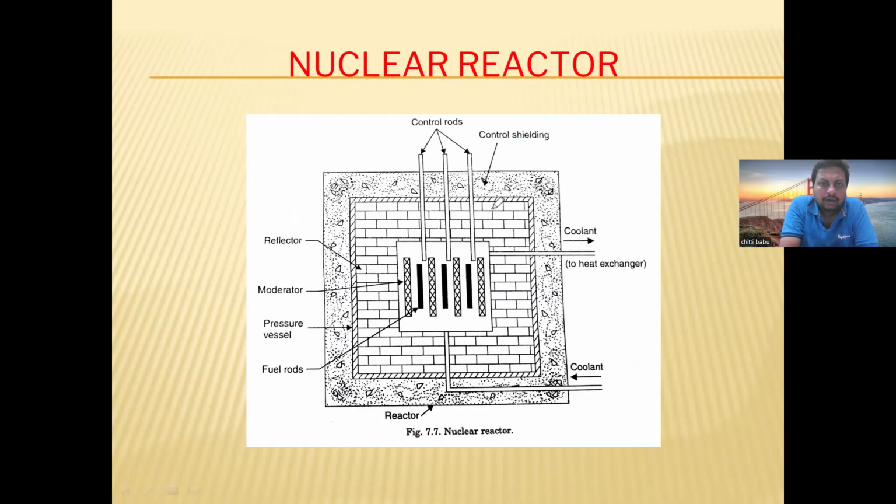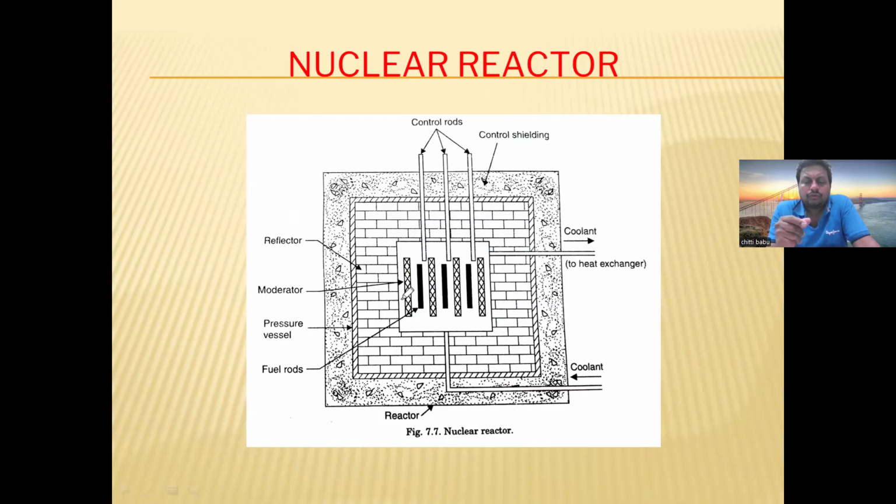Then we have control rods. Control rods are very important in the nuclear power plant. The control rods will be controlling and regulating the fission reaction. It will be acting as a regulator, prohibiting or controlling the reaction.